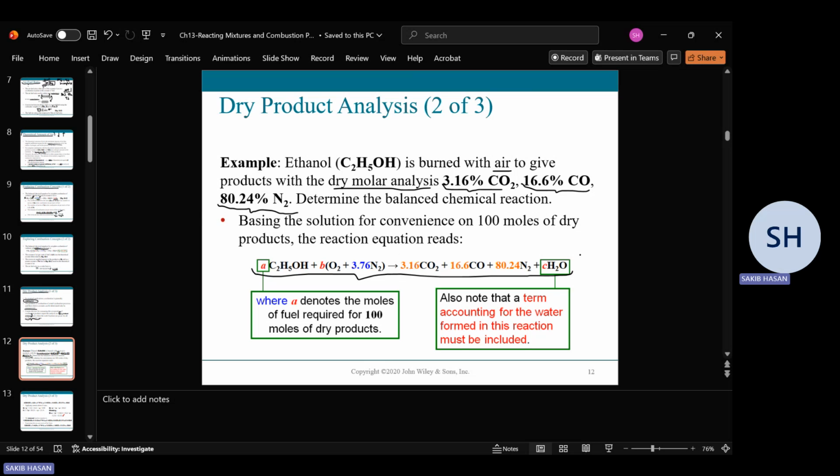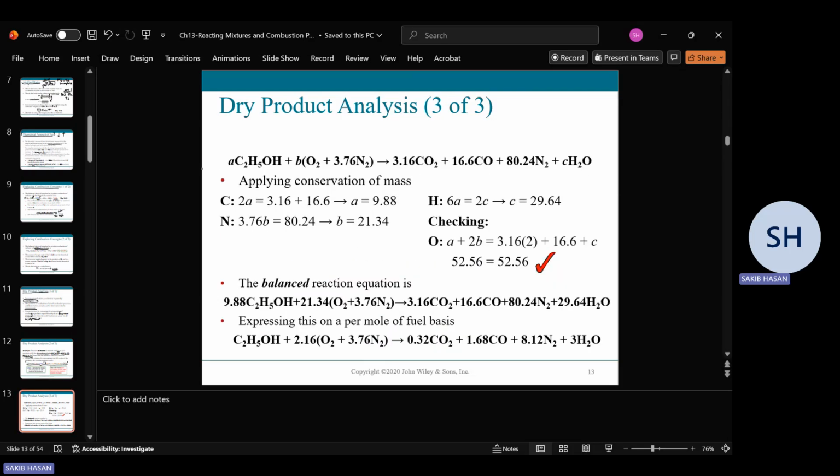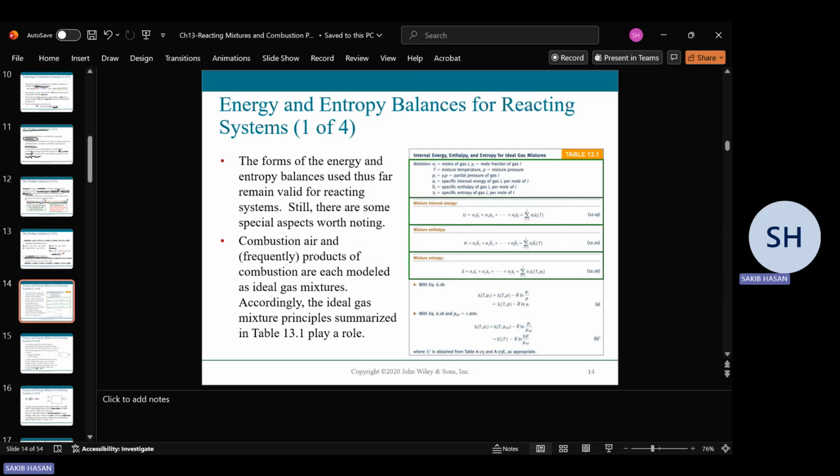You set up this equation, and you use the mass balance on both sides, because on both sides the amount of elements should be the same. And then you can find the value of A, the value of B, and the value of C. And here they've done this exact same thing. They first balanced it, and then they found each value, essentially.